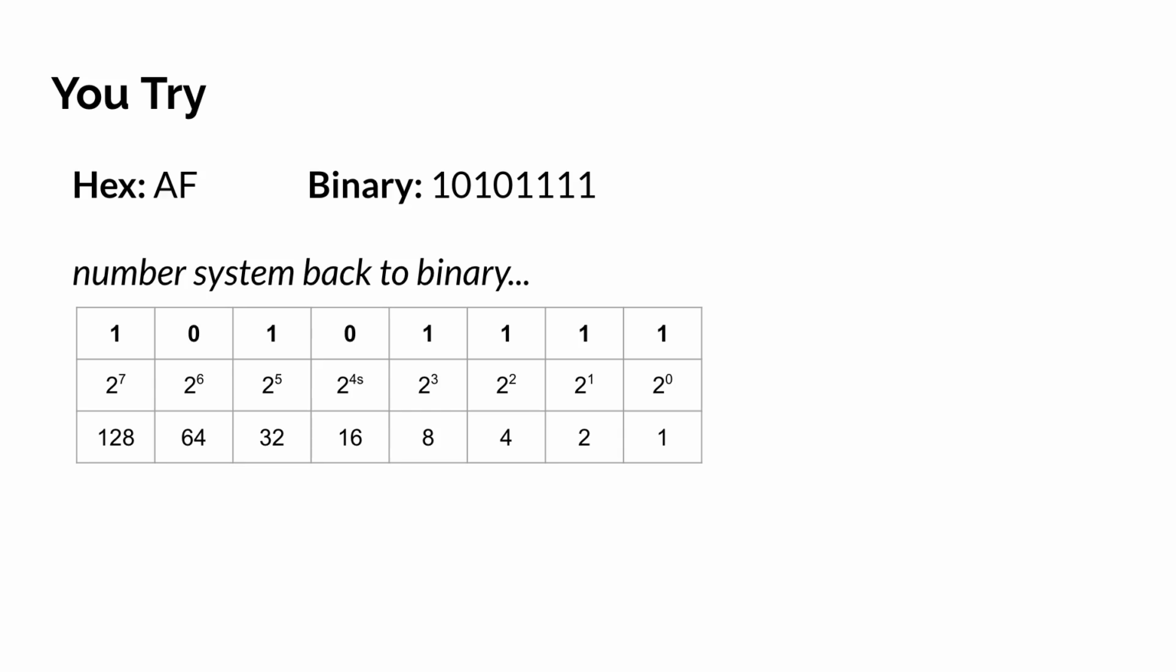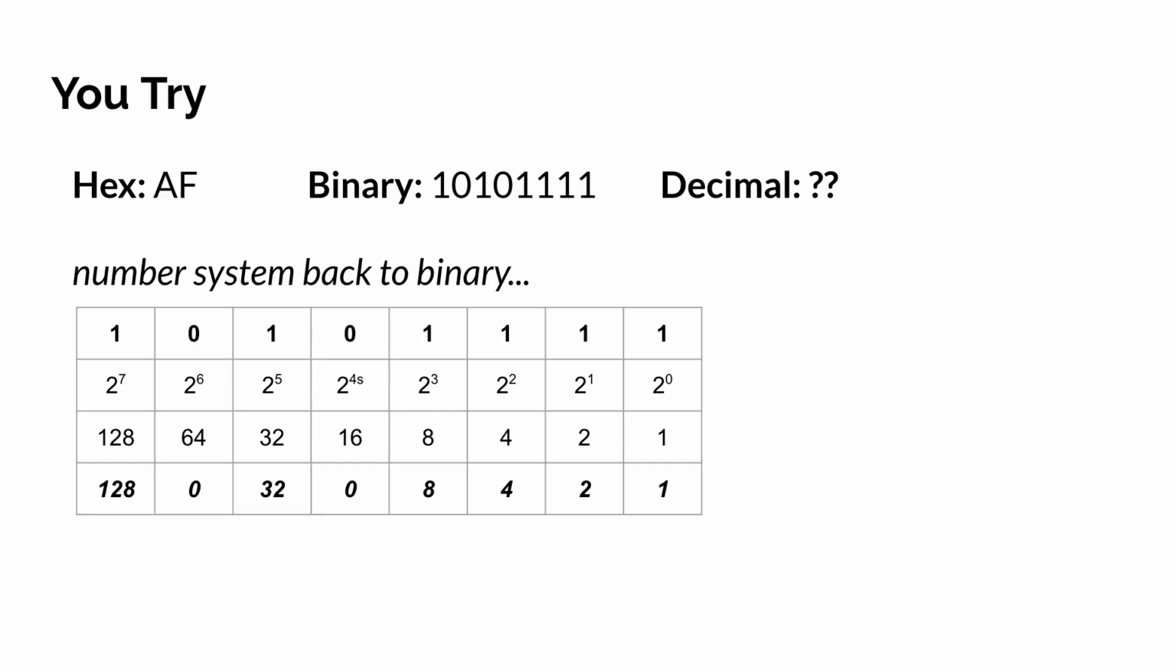Now, we want to take this binary and turn it into decimal. Pretty straightforward process. I'm just going to add up what's on, right? I'll add up what's set to 1, and that's going to be 175. So AF is 175 in decimal. AF is 10101111 in binary. That's hexadecimal and binary and decimal conversion. It's as simple as that.